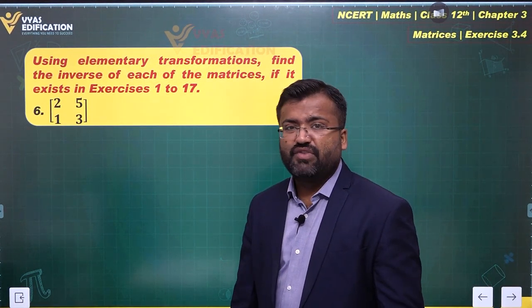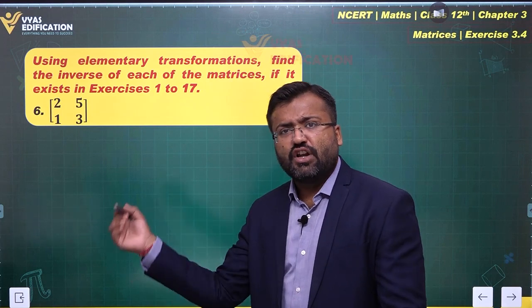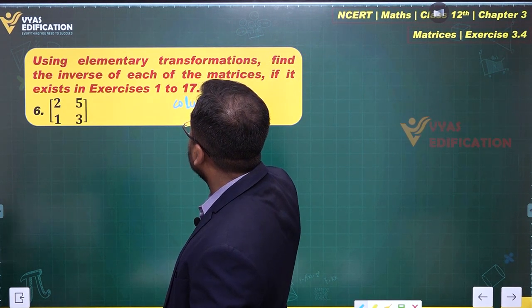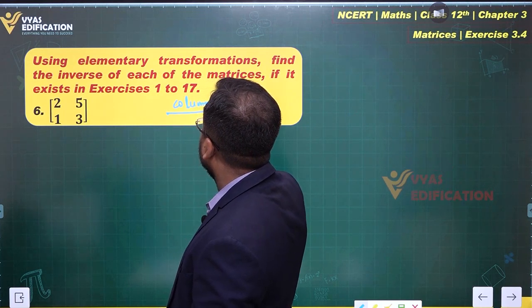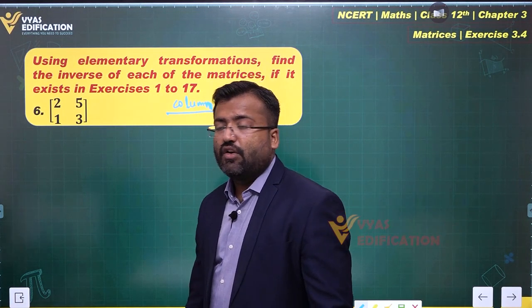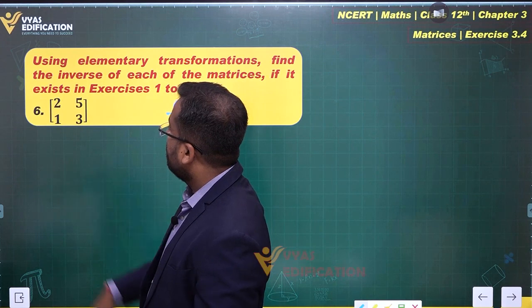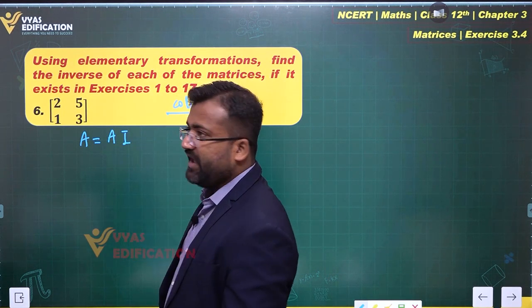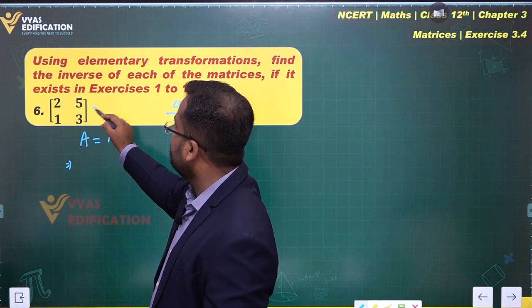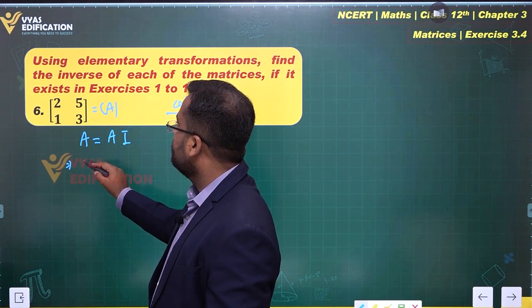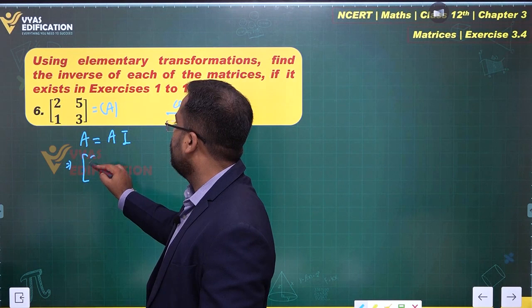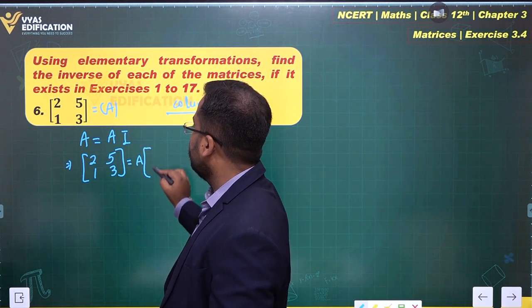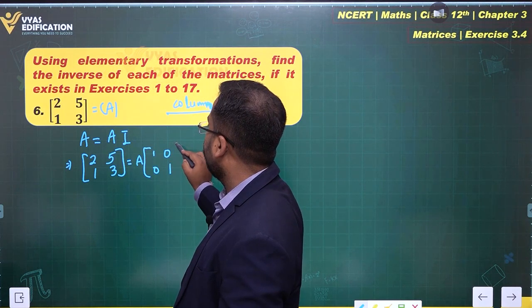Let's use, we have been using alternate, right? So let's use column transformations over here, okay? Now what does column transformation say? Column transformation says that you'll have to write I as the post multiplier, okay? And this gives me, let this matrix be A. So this is 2, 5, 1, 3, which is equal to A times this identity matrix 1, 0, 0, 1.